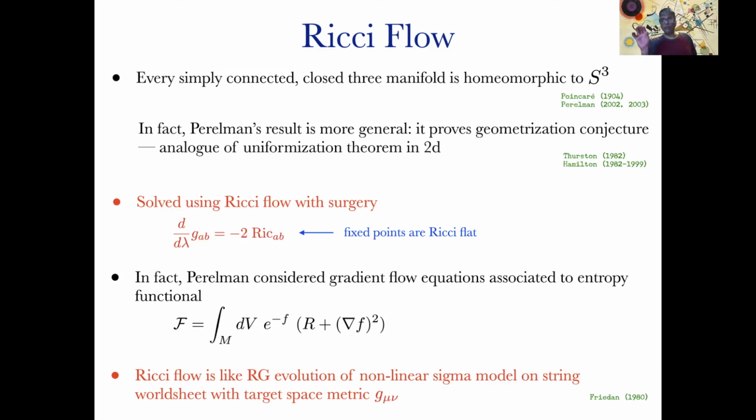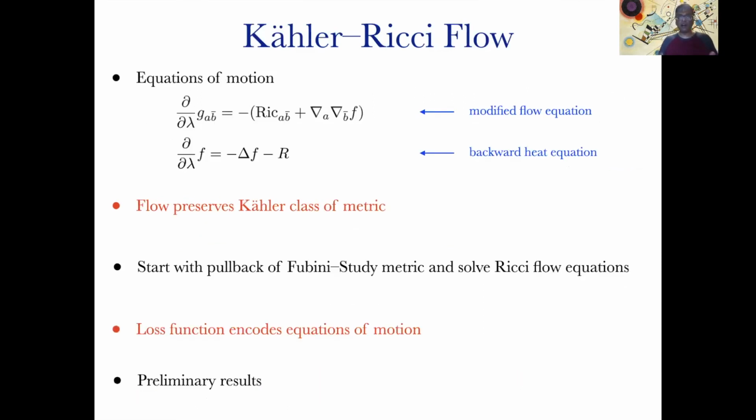In fact, Perelman considered gradient flow equations, which are obtained from extremizing some entropy functional. In order to write this entropy functional, he included an additional scalar degree of freedom, the dilaton. Vafa noticed long ago that Ricci flow is like renormalization group evolution of a nonlinear sigma model on the string worldsheet with some target space metric. The modified flow equations are as written, and this flow preserves the Kähler class of the metric. So we can start in principle with a pullback of the Fubini-Study metric and solve the Ricci flow equations to get the flat metric.